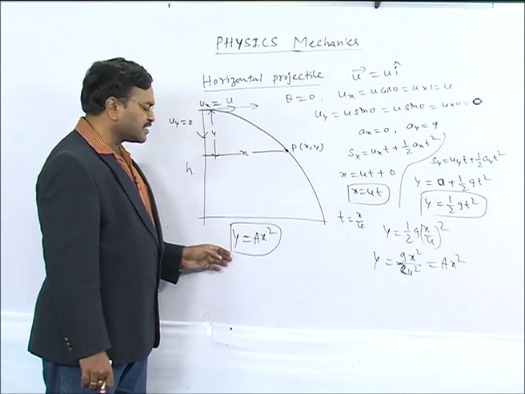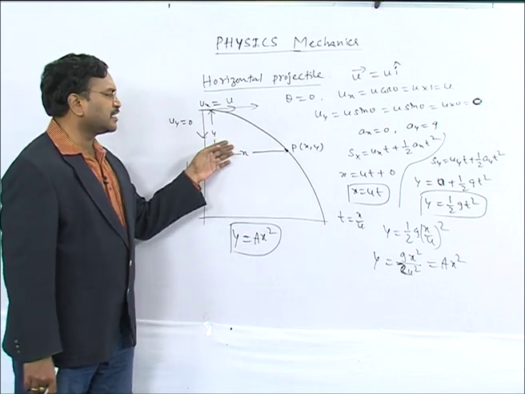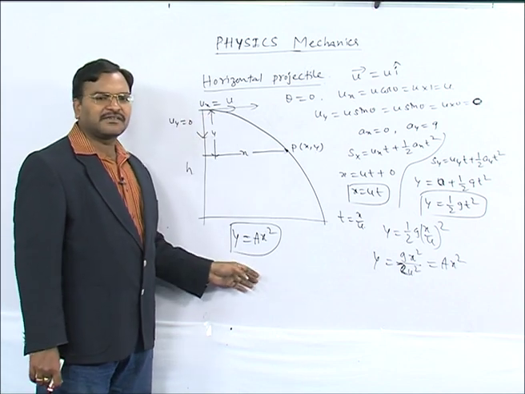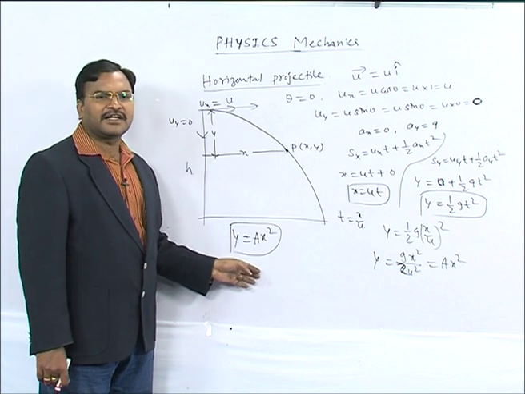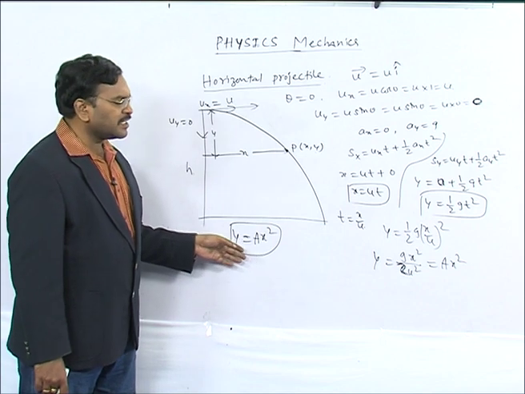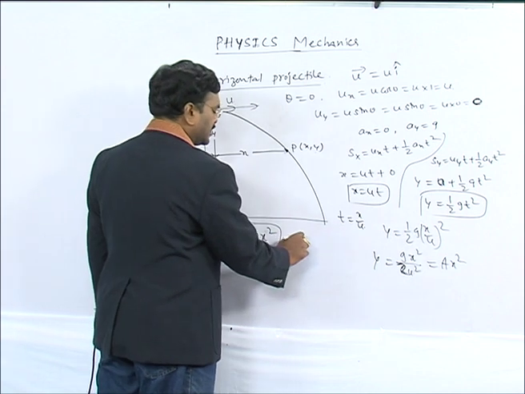So, the relation between x and y is a parabola. That is why the trajectory of a projectile, and also the trajectory of a body thrown horizontally from the top of a tower, is a parabola. What is the parabola equation here? y is equal to ax square. Now, what is the value of a? a is equal to g by 2u square.